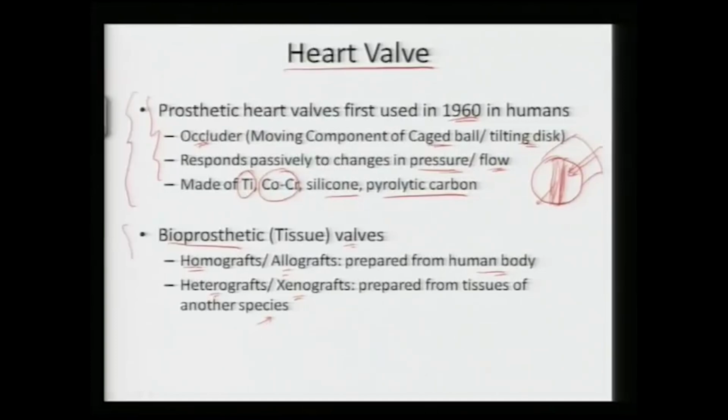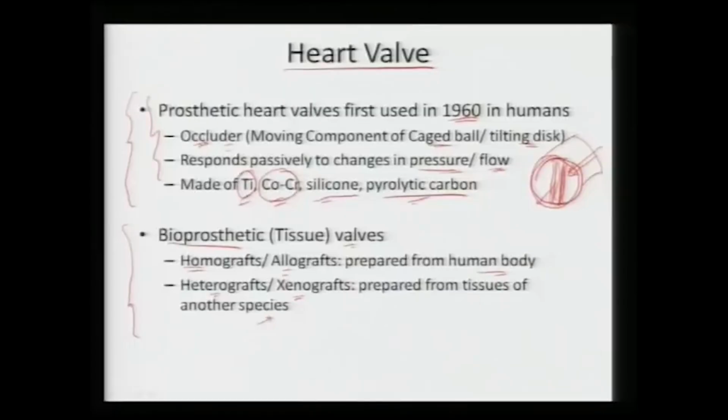So again there are two types of heart valves. They can be synthetic, and it requires some sort of occluder, which is nothing but a moving component. So we have a disc available, and then it has a caged ball or some sort of a disc which can allow the directionality of flow or change in the pressure, and they are made up of titanium, cobalt, chromium, silicon or pyrolytic carbon. At the same time, they need to control the flow, so they need not really get damaged by the flow of blood itself.